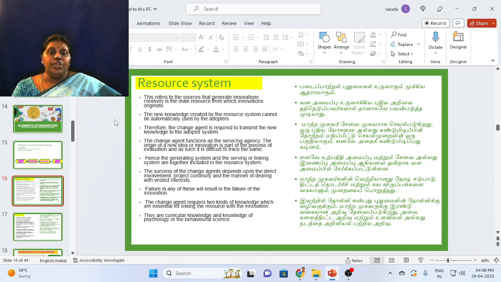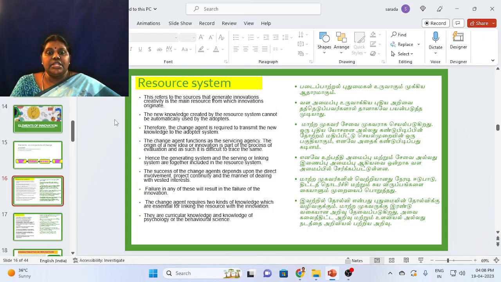The origin of a new idea or innovation is part of the process of evolution, and as such it is difficult to trace. Hence, the generating system and the serving or linking system are together included in the resource system. The success of the change agent depends upon direct involvement, project continuity and the manner of dealing with vested interests. Failure in any of this will result in the failure of innovation.